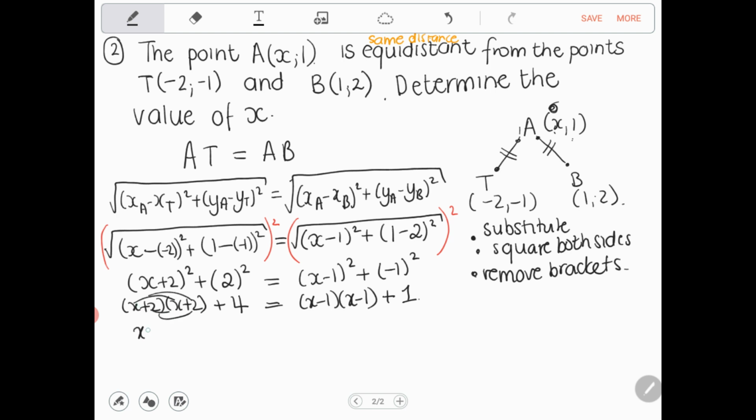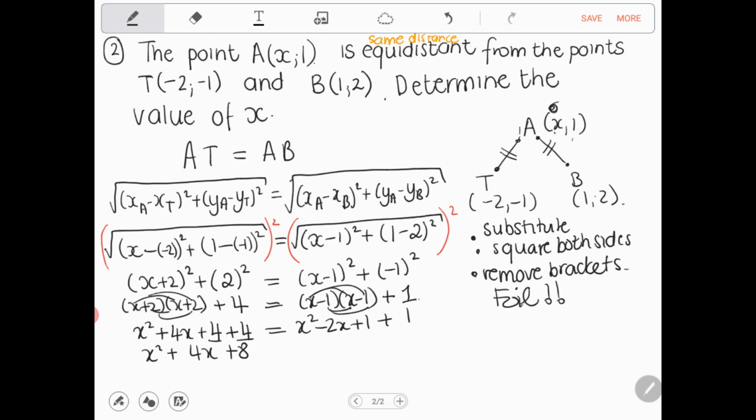Okay, so this is going to give me x squared plus 2x, which will give me my 4x plus a 4. And then this 4 also needs 2. So these have been FOILed into x squared plus 4x plus 4. This will give you x squared minus 1x minus another 1x, which gives you negative 2x plus 1, and then plus that 1. All right, like terms. Okay, so don't forget to FOIL your brackets out.